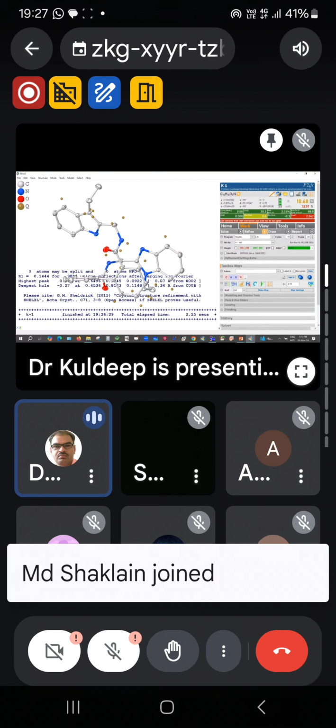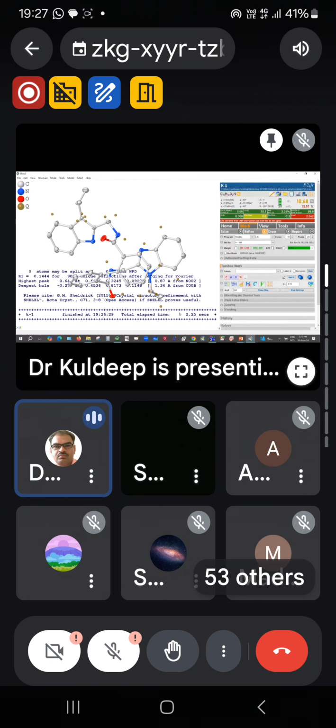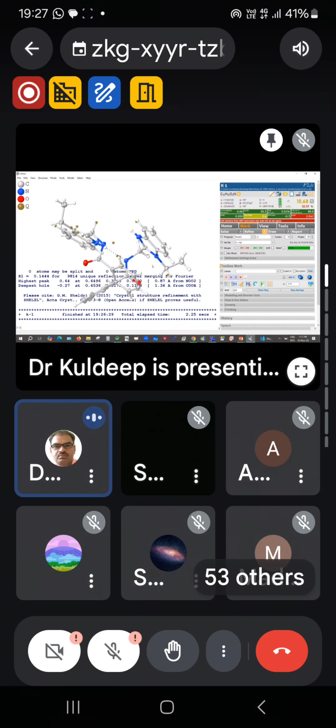You can add hydrogen individually on each carbon, or you can add all the hydrogen at a time. Okay. So what you can do, you just type add, and just press enter, and it will add the hydrogen on the atoms.